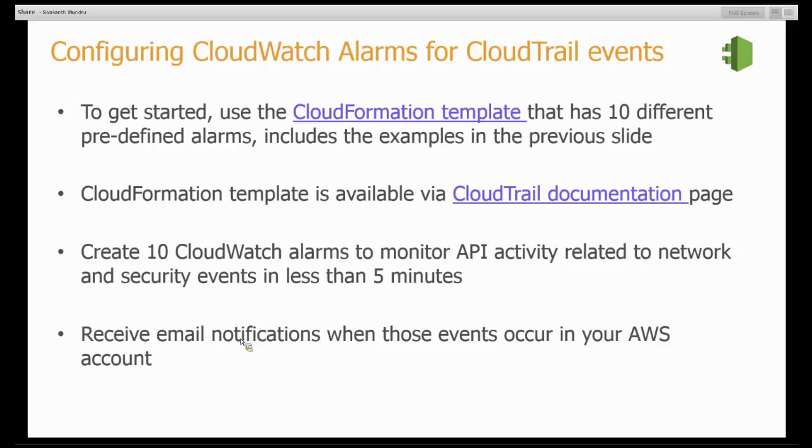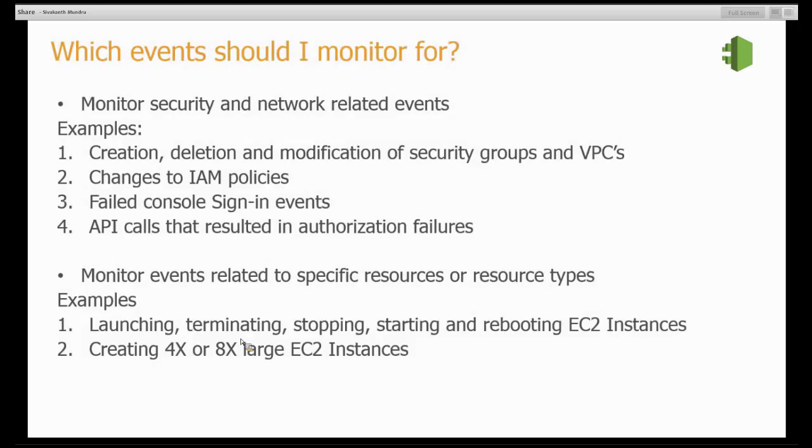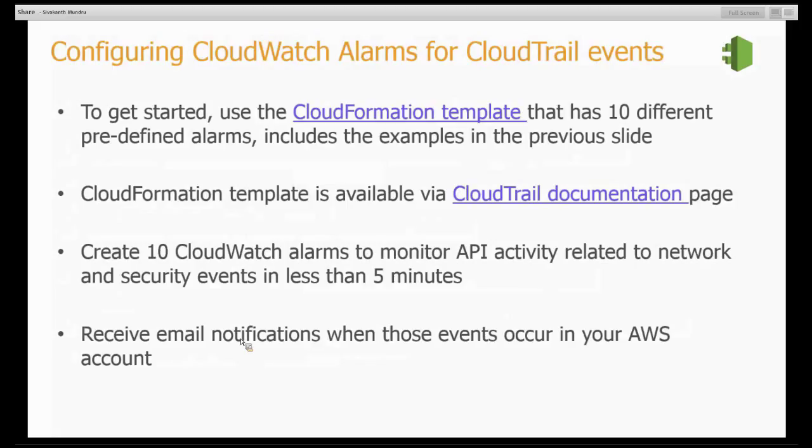For those of you who are not familiar with CloudFormation, CloudFormation allows you to declaratively express what code or infrastructure that you want to provision within AWS. So you can use a CloudFormation template to say, I want to create these 10 different predefined alarms. For these specific events that we just talked about, we've put together a template that has 10 predefined alarms. And the CloudFormation template is available via the CloudTrail documentation page.